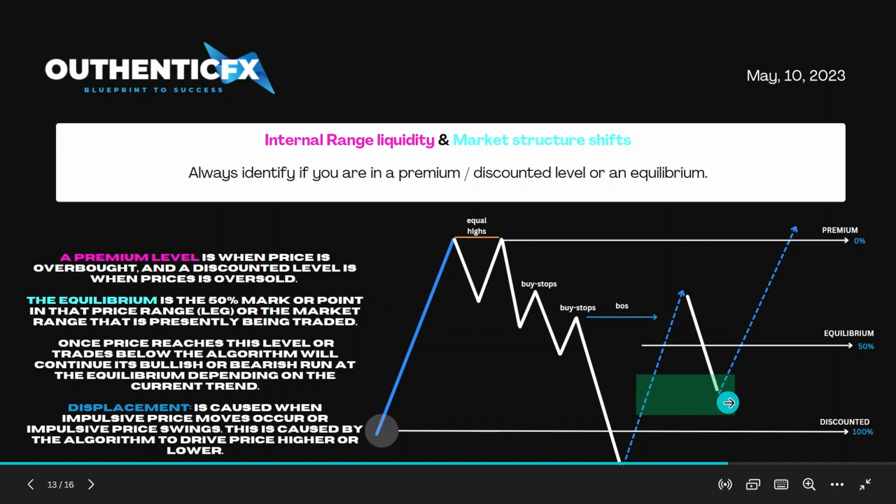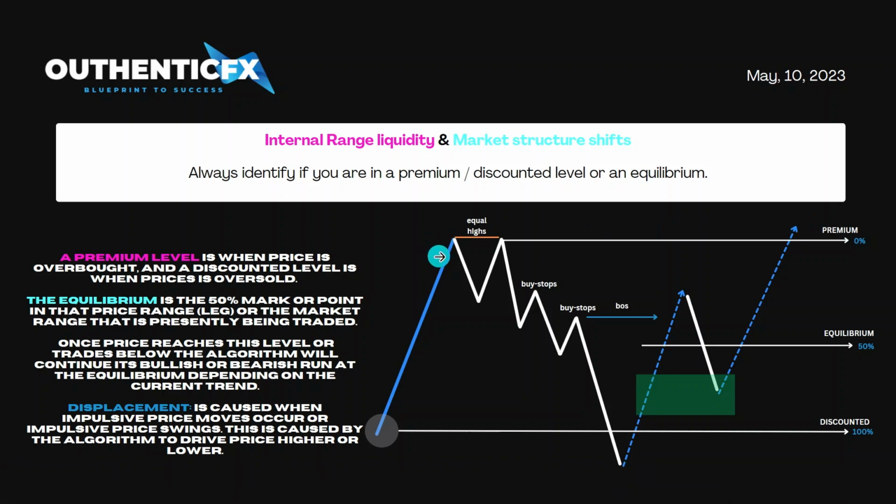These are one of our institutional patterns that we use, and then a further expansion into a premium area to take out price. So basically, always identify if you are in a premium or discounted level or an equilibrium within a trading range so that you can understand when it is the right time to sell or buy, or when price is overbought or oversold, guys.